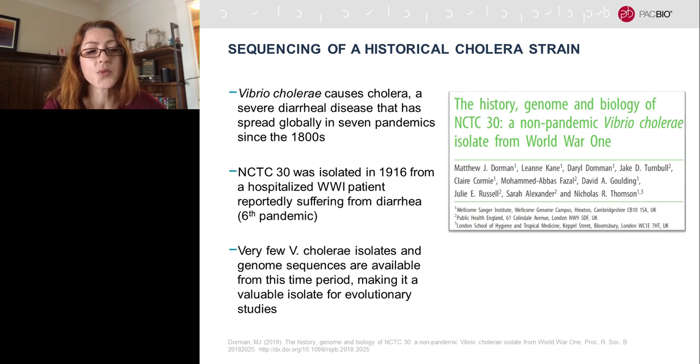Just this past week, there was an article in the press about the sequencing of an additional NCTC strain, NCTC 30, which is a non-pandemic Vibrio cholera isolate that was collected back in 1916 from a hospitalized World War I patient who was reportedly suffering from diarrhea. And this is an interesting time point to collect because this was right at the end of the 6th cholera pandemic.